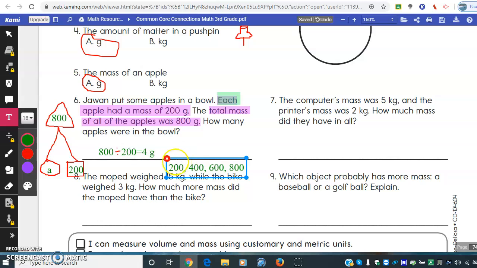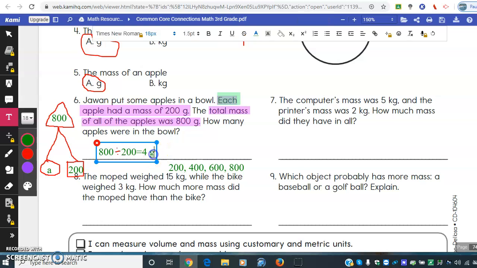No, it did not. It took me 1, 2, 3, 4. It only took me 4 200s to make 800. There are not 400. Oh, this should be apples, not grams. There are not 400 apples in that bowl. There are 4 apples in that bowl. And hopefully you understand why. If I'm counting by 200, right here, 200, 400, 600, 800, it takes me 4 to get to 800. Just 4 is my answer.